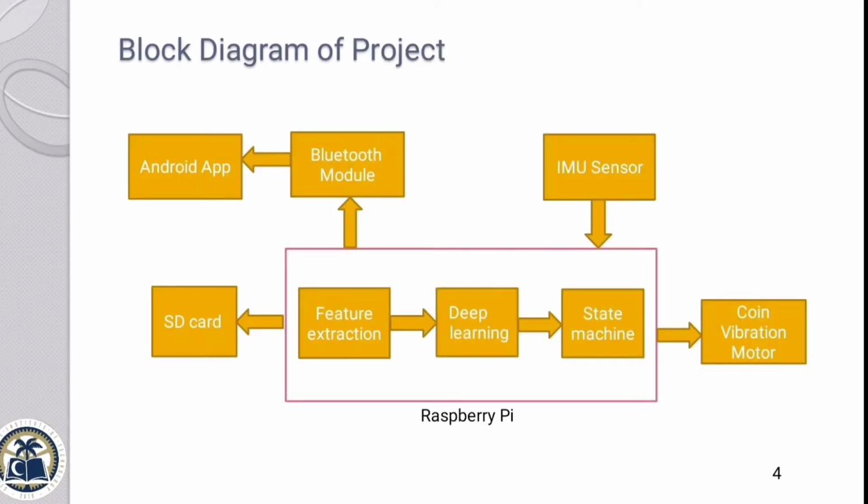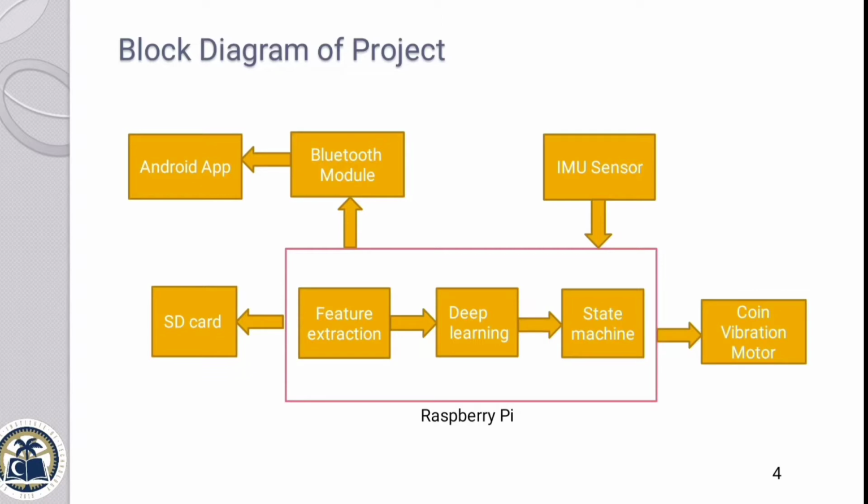This is the block diagram of our project. This shows that we will gather different angle readings using IMU sensor. Then we will train our module using machine learning. State machine will detect the transitions and using Bluetooth module we will transfer our data to our Android app and then Android app will display all the information of namaz.